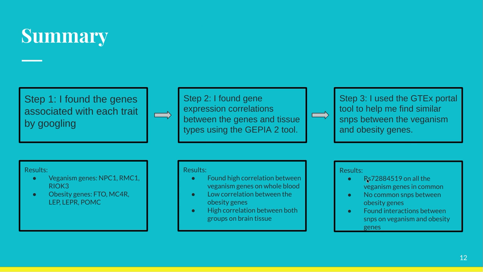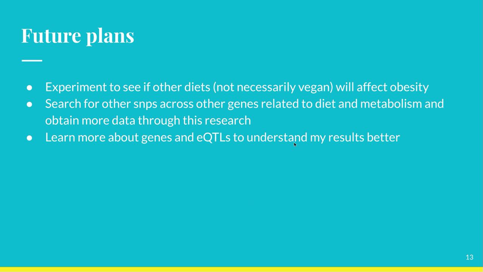Results I found: RS728845519 on all the veganism genes, and then no common SNPs between obesity genes, and found interactions between SNPs on veganism and obesity genes. Future plans: I plan to experiment to see if other diets that are not necessarily vegan or vegetarian will affect obesity, and search for other SNPs across other genes related to diet and metabolism, and finally learn more about genes and eQTLs to understand my results better.